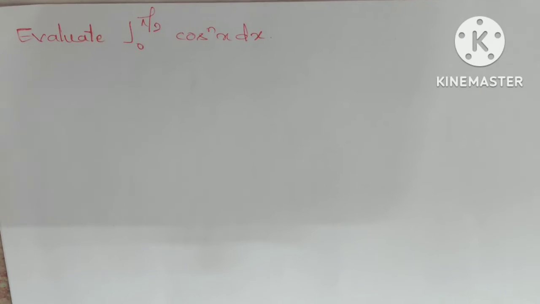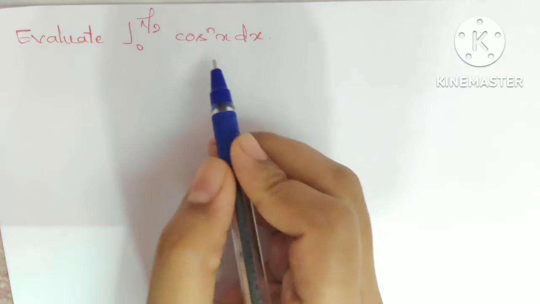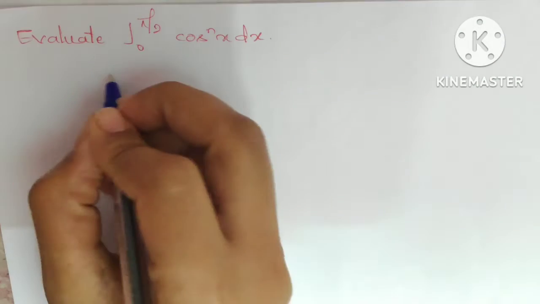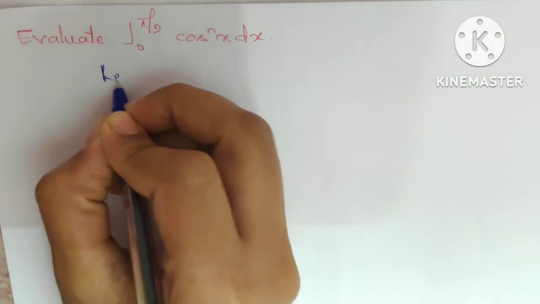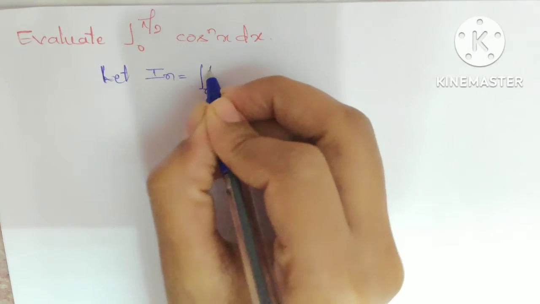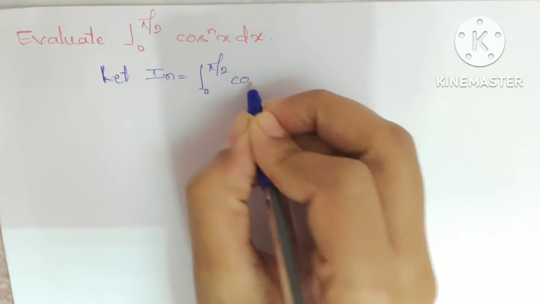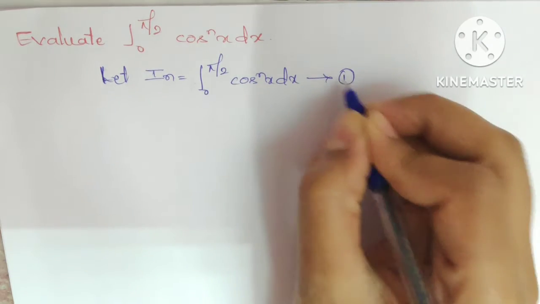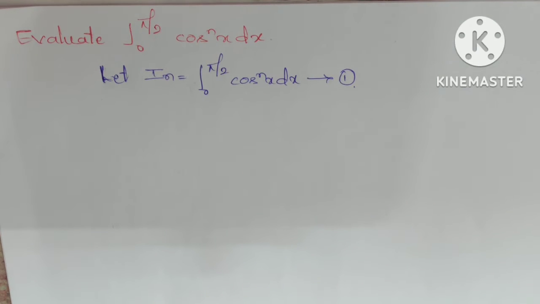Next, evaluate integration from 0 to pi by 2 cos power nx into dx. Let us assume In equals integration from 0 to pi by 2 cos power nx into dx. Let it be equation 1.